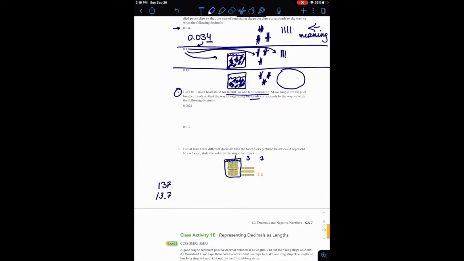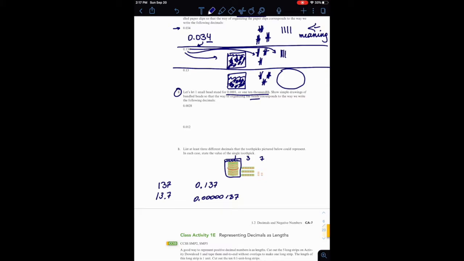What if the 7 is representing 1,000th? Then we'd have 3 hundredths, 1/10, and 0 ones. Could we have something like this?